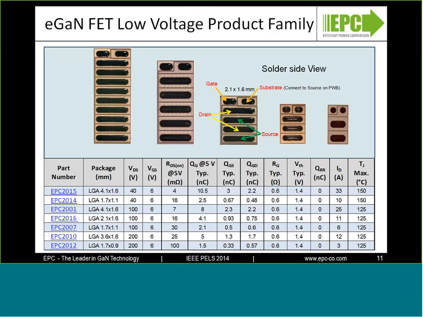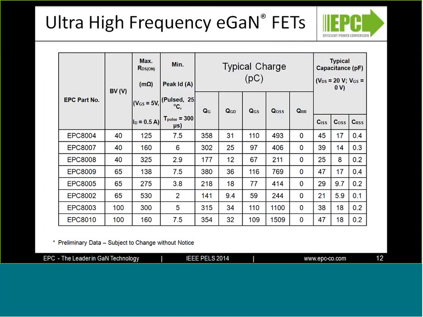Recently, EPC introduced a new family of ultra-high frequency eGaN FETs. These devices have significant gain all the way up past 2 gigahertz, with breakdown voltages from 40 to 100 volts. You'll see some design examples with these at very high frequency switching applications. And you can buy all of these parts online. They're all in stock at DigiKey, and you can get them delivered overnight.